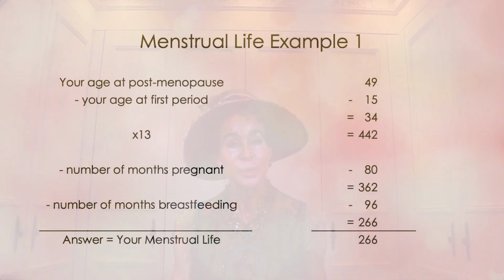Here are some examples of how this plays out. Let's say example 1 is, let's say you became postmenopausal at age 49, had your first period at age 15, had your first full-term pregnancy at age 20, had 8 full-term pregnancies, and breastfed each child for 12 months, totaling 96 months. Your menstrual life would total 266, making you low risk for breast cancer. And here's how that calculation would look.